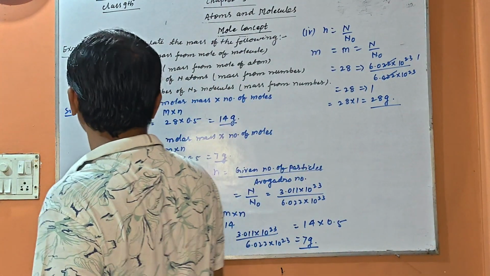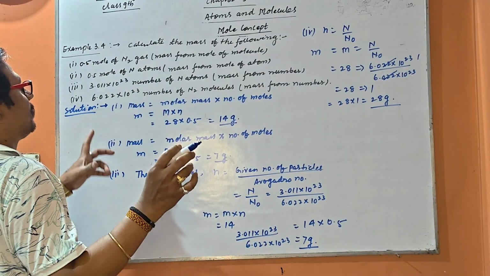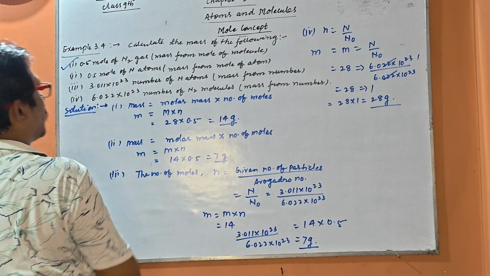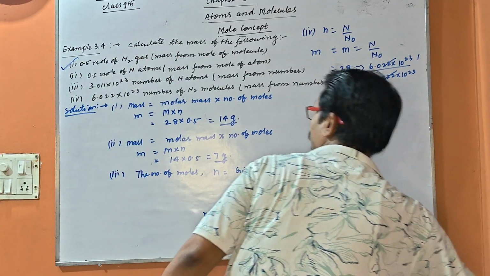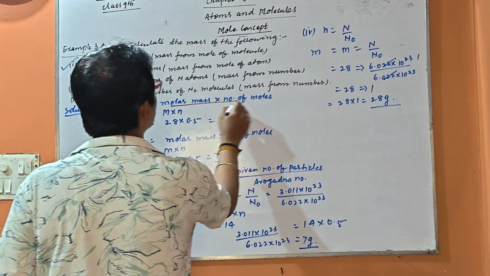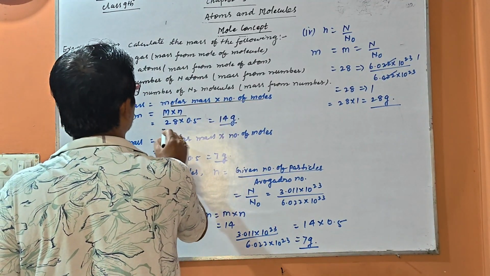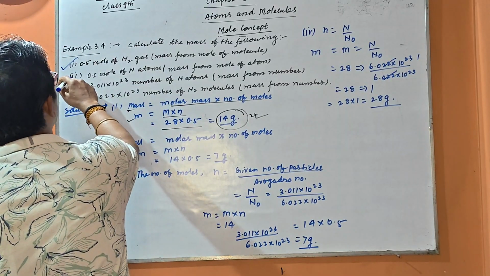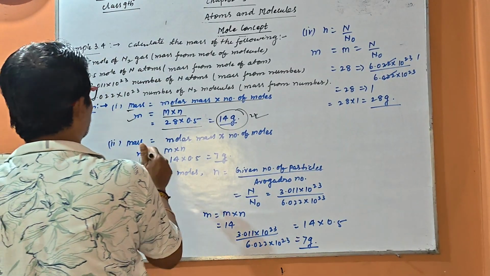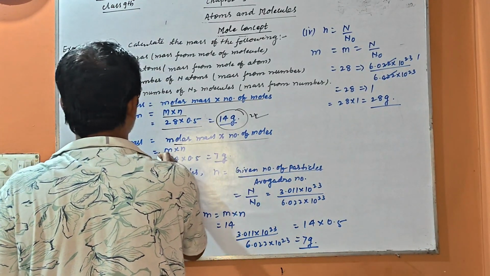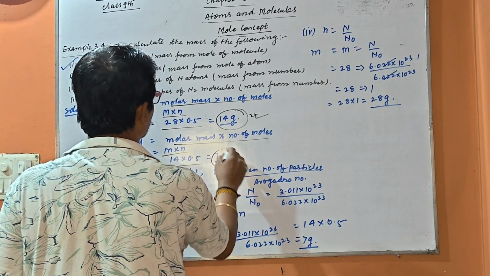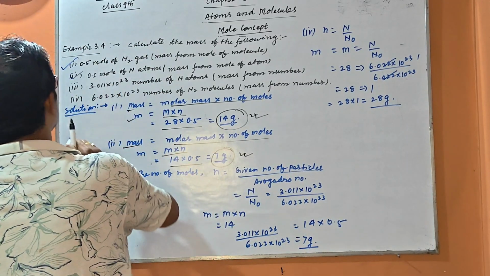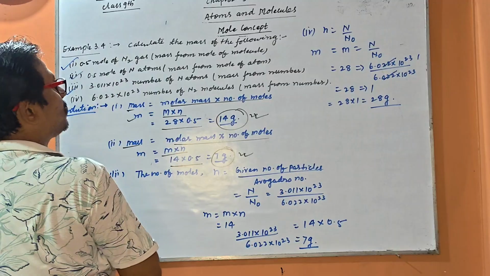So my dear student, let us understand this in a very simple way. Calculate the mass of the following: 0.5 mole of N2 gas. Mass is equal to molar mass into number of moles, m is equal to M into n, 28 into 0.5, 14 gram is your answer. Second question, 0.5 mole of N atom, mass from mole of atom. Mass is equal to molar mass into number of moles, m is equal to M into n, 14 into 0.5, 7 gram is your answer.